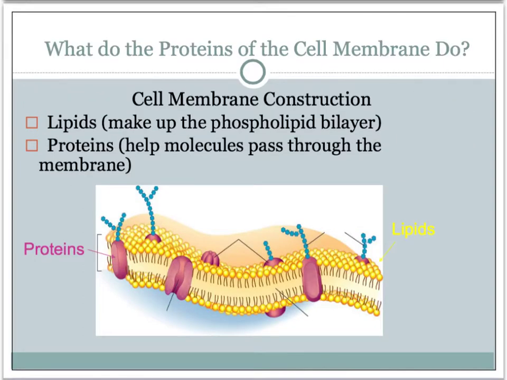What do the proteins do in your cell membrane? Well, if the lipids are making up most of your cell membrane, if you look specifically at this picture, the little yellow circles are all lipids, so most of your cell membrane is actually constructed of lipids. What the proteins do is they help molecules move in and out of the cell. If you look here, there's one protein.